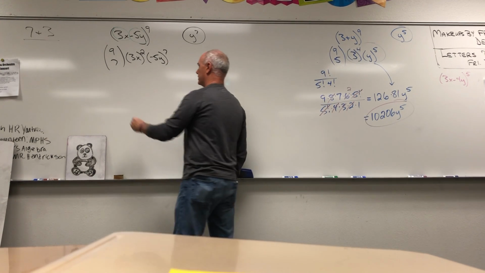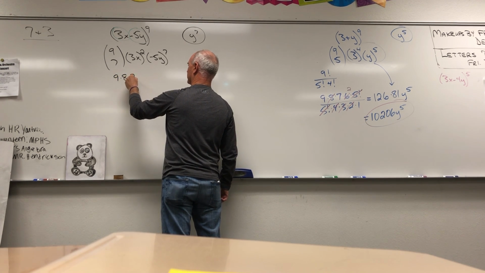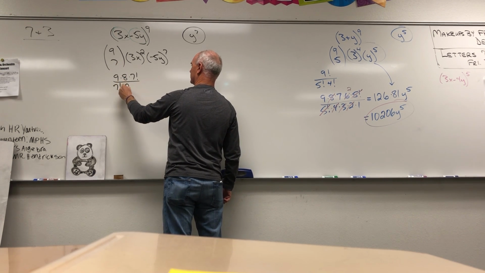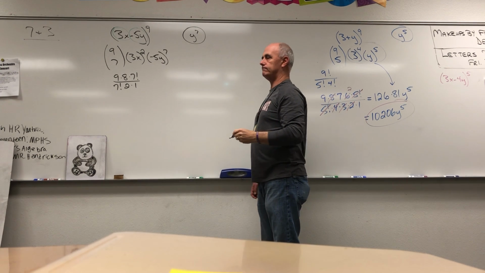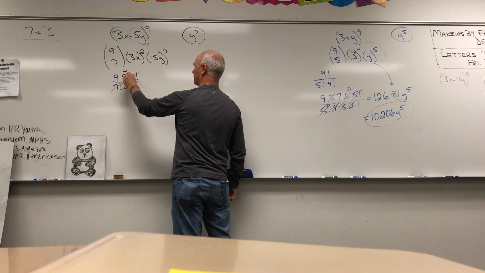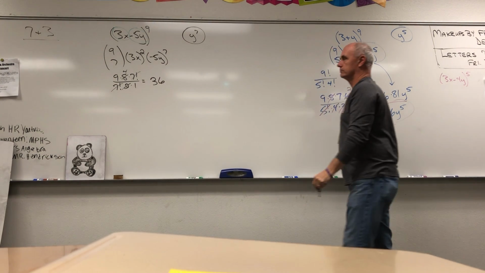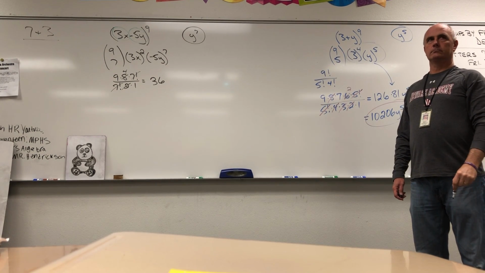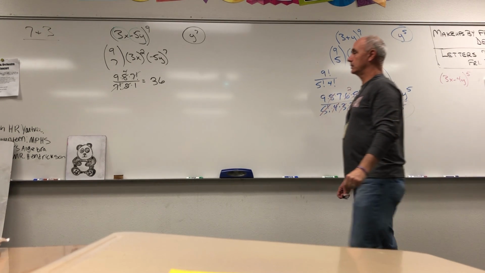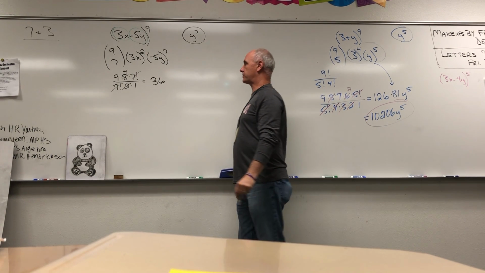9 factorial, which is 9 times 8 times 7 factorial over 7 factorial times 2 times 1. And then cross those out. The 7 factorials go, 2 goes into 8 4 times, which gives us 36. So we have the 36. Yes, that's the coefficient. Now, what's next?